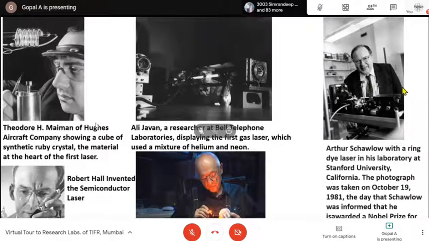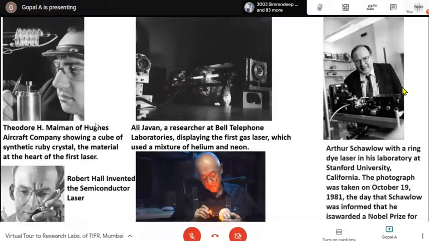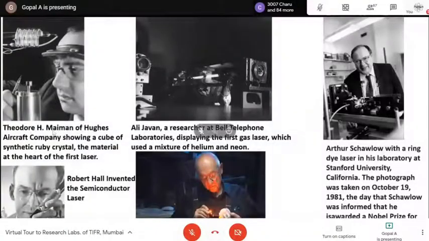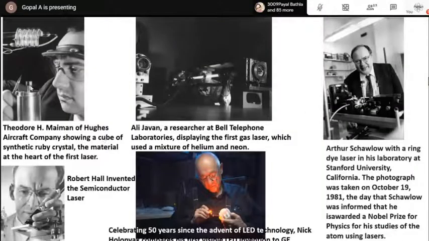So we should also think of the people who invented these. Theodore Maiman, from a huge aircraft company, is showing a ruby crystal here, right? Which is the first laser ever built. It is based on the ruby crystal. And this is Ali Javan, who made the first gas laser, a helium neon mixture of gases, used for lasing application. Then this is Arthur Schawlow showing the so-called ring dye laser, right, where we can tune the color of the light.